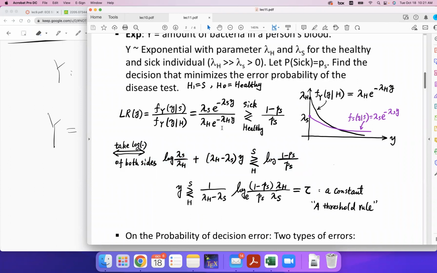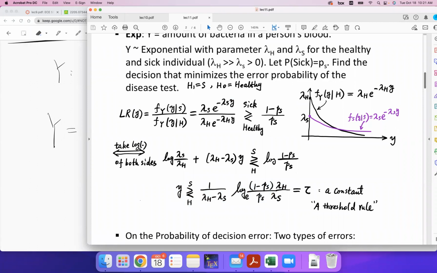In the end, we want to simplify the decision rule to be on Y only. In this formula, Y is involved in the exponentials, which is very complicated. We take the logarithm so that Y can be separated from the other terms. So in the end, we can solve for Y, and this is the decision rule that we are looking at.